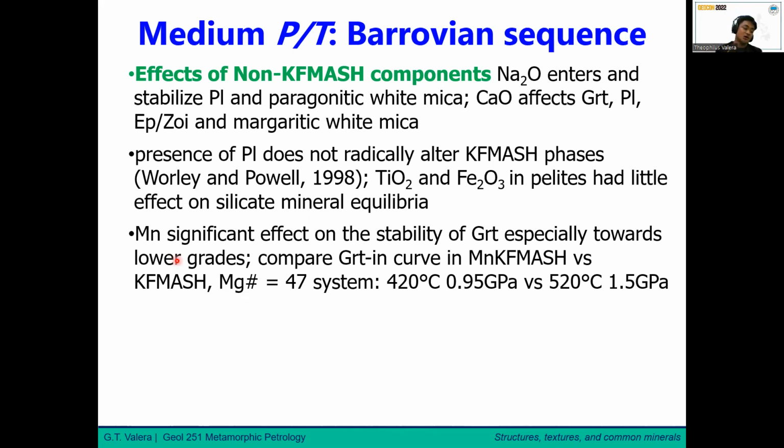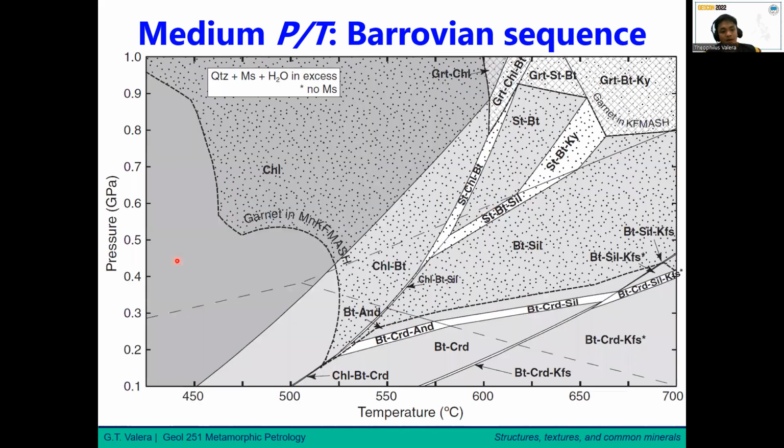Siguro yung titanium and iron, kung ano yung titanium phase, usually doon naman napupunta lang sa ilmenite, rutile, or titanite. Okay, manganese however is significant kasi just a little manganese sa bato natin can drastically increase the stability of garnet towards lower grades. So compare niyo for example garnet in curve, mamaya papakita ko, in Mn-KFMASH versus KFMASH only. Ito yung garnet sa manganese KFMASH. Ito naman yung garnet sa KFMASH lang.